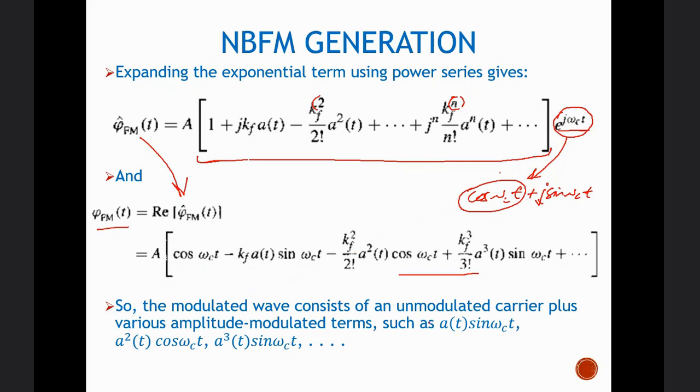The modulated wave, as we can see, what does it consist of? It has an unmodulated carrier plus amplitude modulated terms. So these terms, if you look closely, are the same as an AM signal. We have the carrier, and in place of the amplitude, we have a time varying quantity, which in this case depends upon the message signal. So we have an unmodulated carrier and then amplitude modulated terms that we can see here, right? The terms are dependent upon the square and cube of a(t).